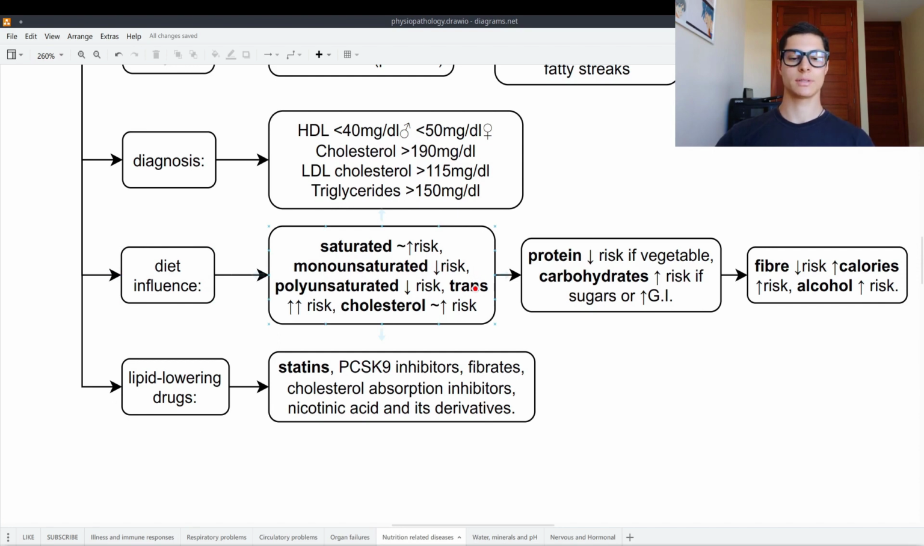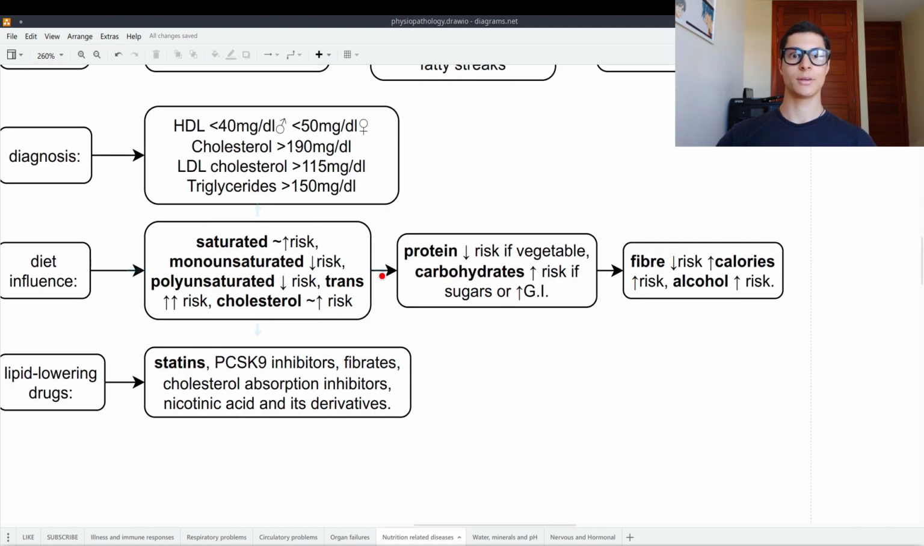Monounsaturated fats lower the risk. The polyunsaturated fats lower the risk as well. And the trans fat increases the risk by a lot. Protein lowers the risk if coming from vegetables. Carbohydrates increase the risk if there are sugars or if they have a high glycemic index. Fiber lowers the risk, higher calories mean higher risk, and alcohol as well increases the risk.